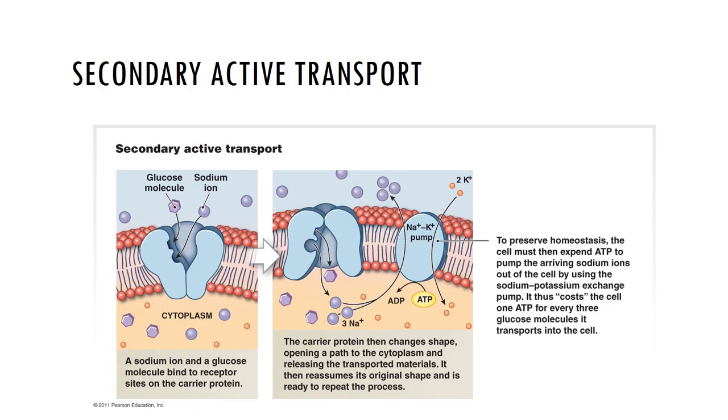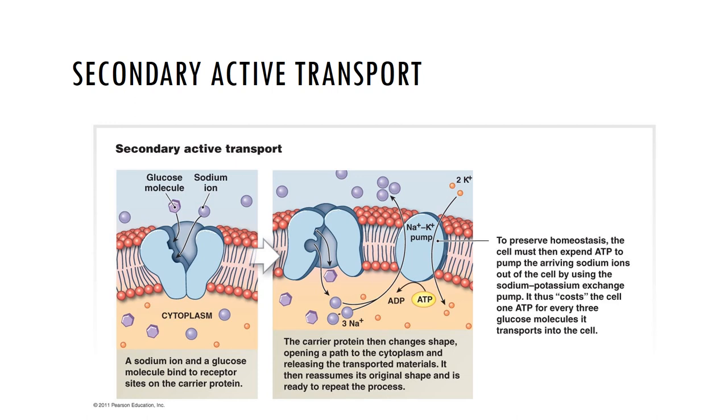Secondary active transport depends on that ion gradient that we just established via primary active transport. And in this case, the energy stored in those ionic gradient differences can be used indirectly to drive the transport of other solutes. So primary active transport is a direct expenditure of energy. Secondary active transport is indirect. We tap into the energy gradient previously established.